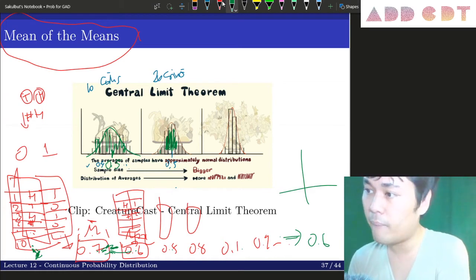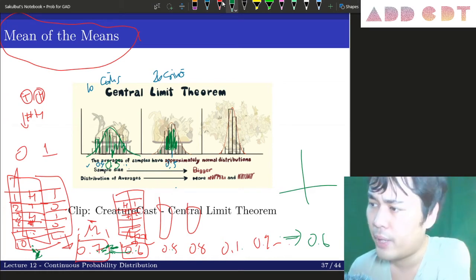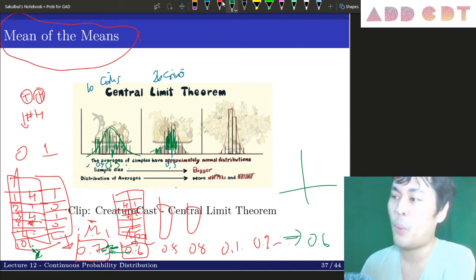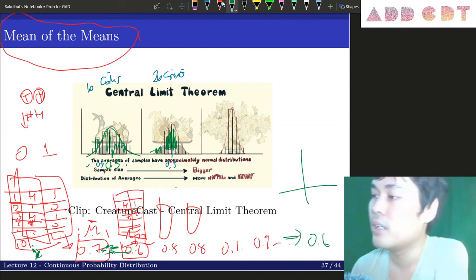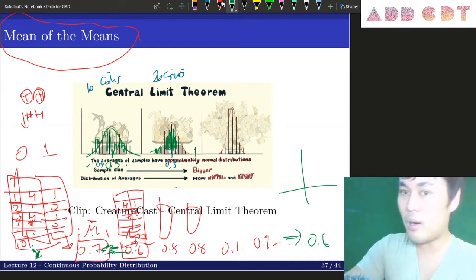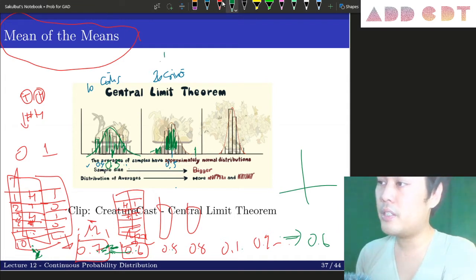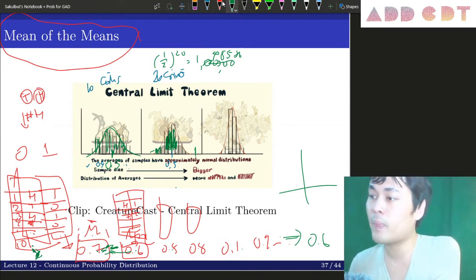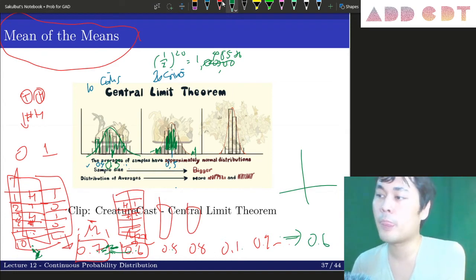Not that hard, not that rare. But for this one, it is rarer to get the extreme values. If you actually throw 20 coins, it's going to be harder to get heads on all 20 coins. The chance is 1 over 2 to the 20, which is about 1 in a million. You might see it, but it's going to be rare.